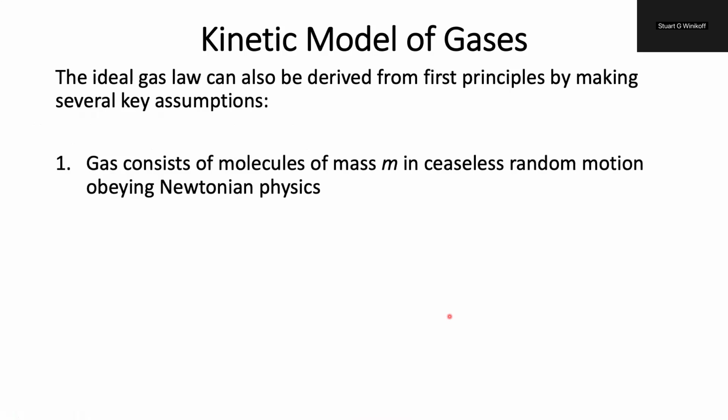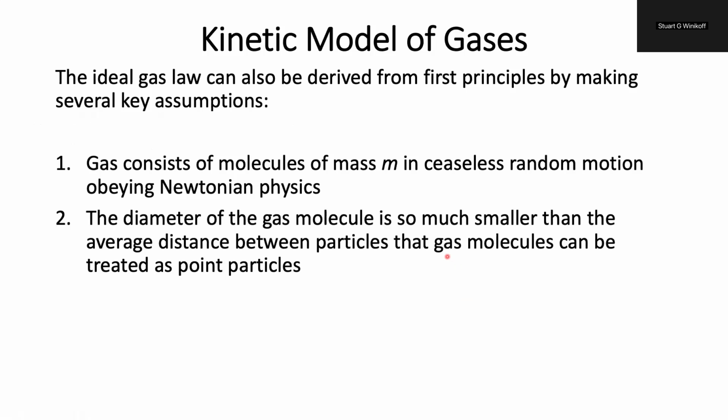So the first one we're going to do is assume the gas consists of molecules with a mass m, where m is the weight of that individual molecule, and it's going to be constantly moving. Again, that should follow our basic rules, and it's going to obey Newtonian physics. So this is a really good approximation, and as we go, we're not really going to touch this one. It only breaks down under extreme conditions.